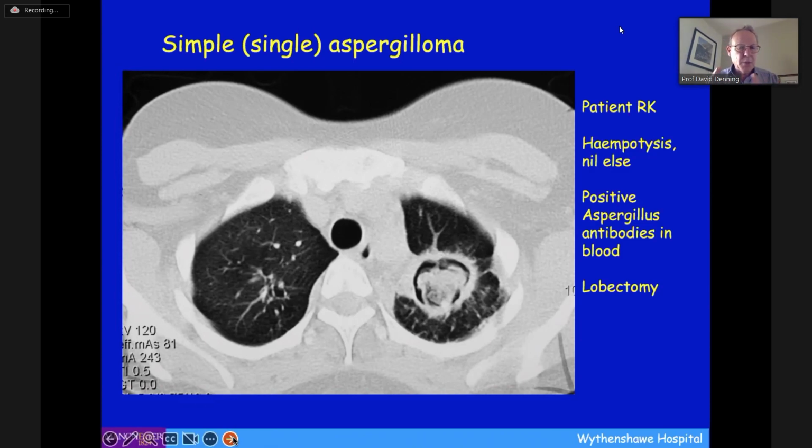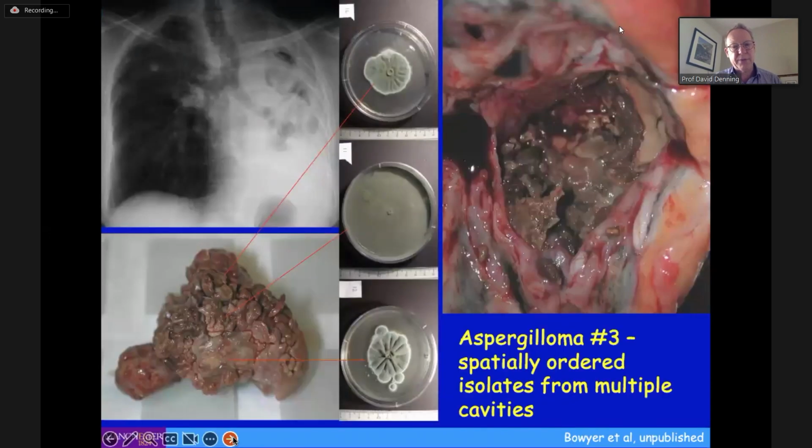And patients with this unilateral disease that can be resected do well. This is a good outcome for them. And at the other end of the spectrum, you have chronic fibrosing pulmonary aspergillosis, as in this woman who eventually died of her disease. And you can see on the chest x-ray a large aspergilloma in the apex, and major complete fibrosis of her left lung. And then we grew multiple different colonies from her, and the aspergilloma looked like this.